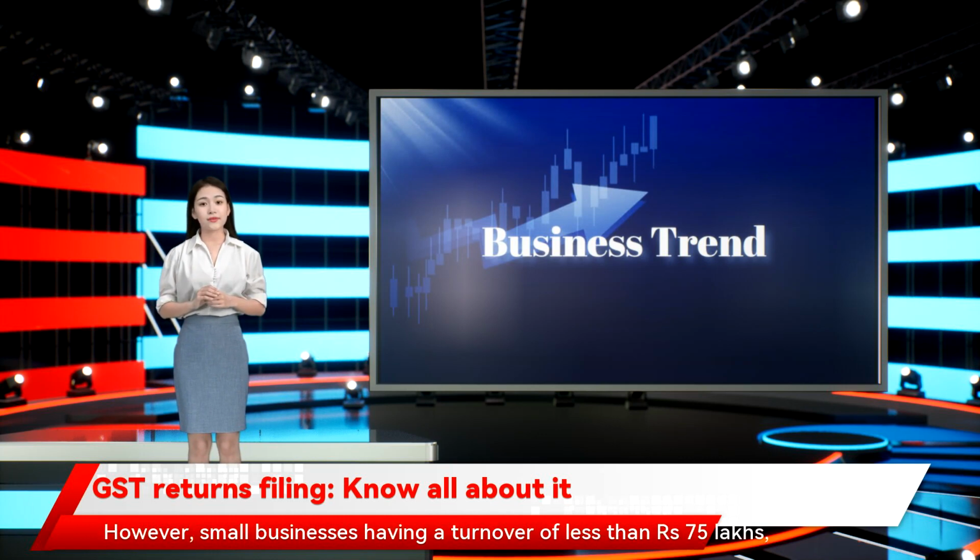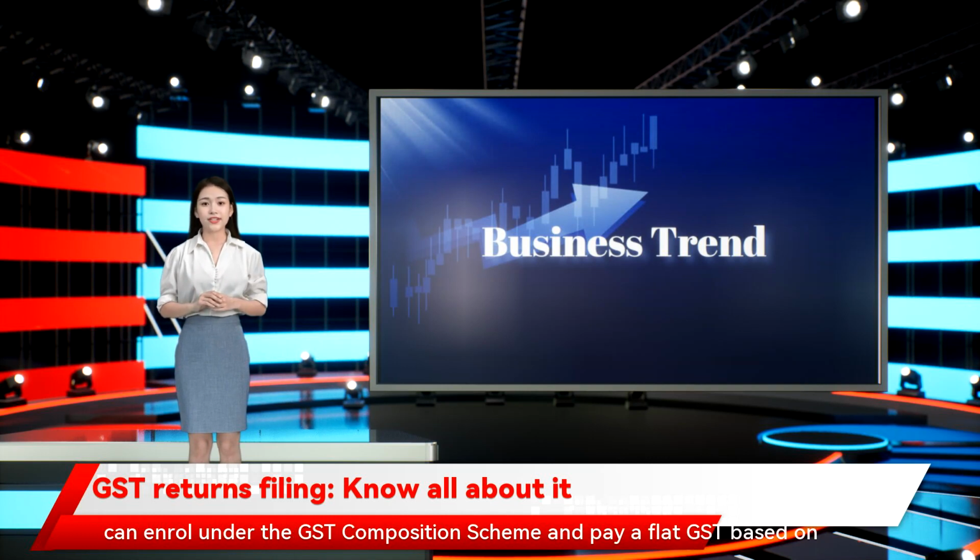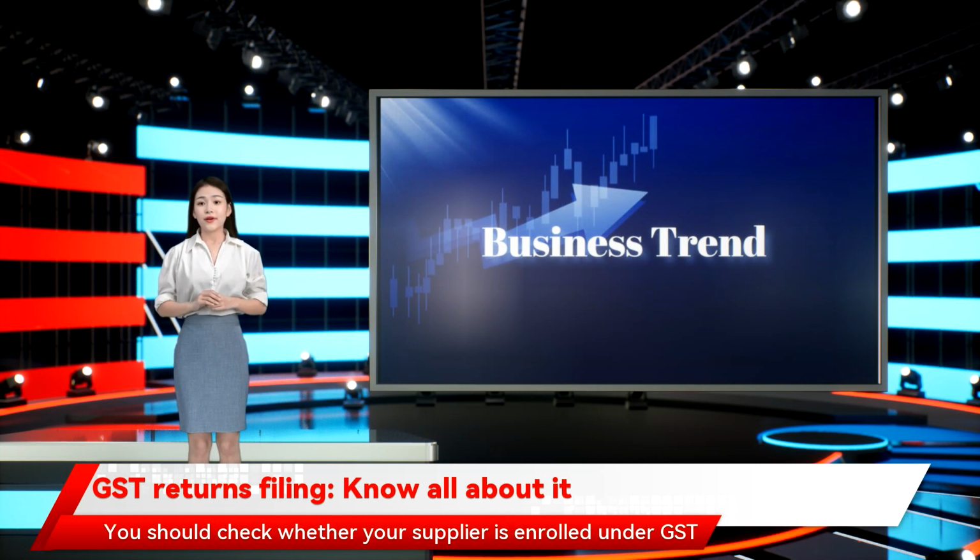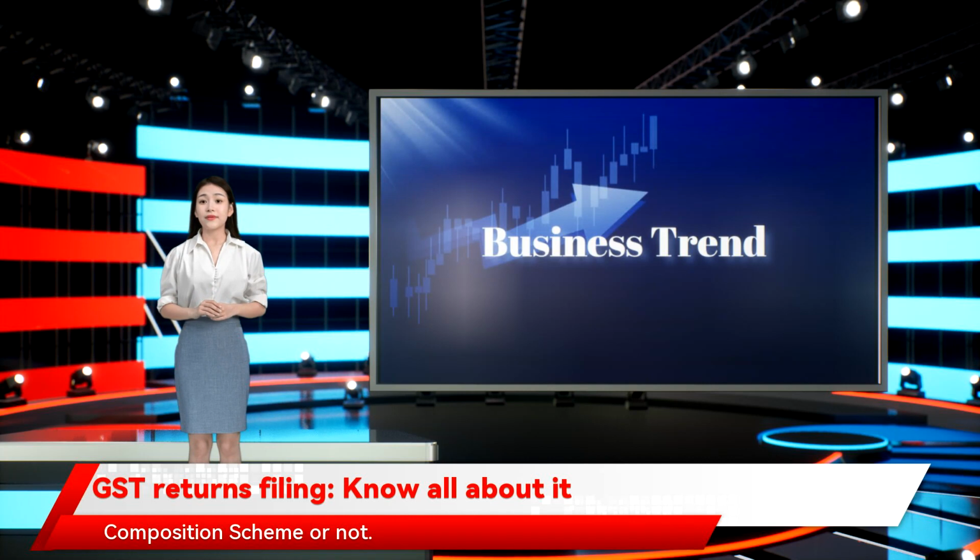However, small businesses having a turnover of less than 75 lakh rupees can enroll under the GST composition scheme and pay a flat GST based on their aggregate turnover. You should check whether your supplier is enrolled under GST composition scheme or not.